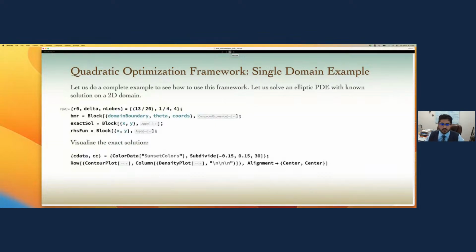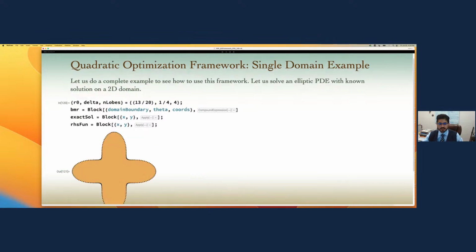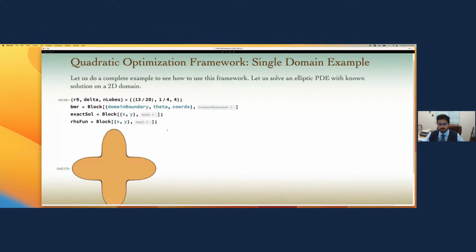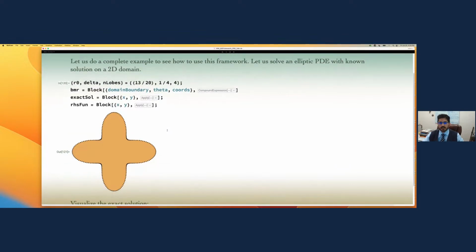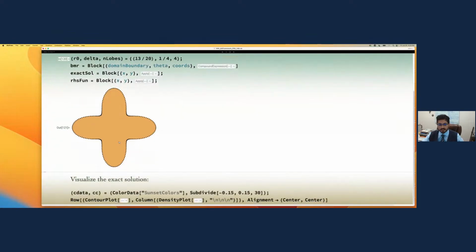I want to quickly show you one example of how this whole thing comes together. First, we're going to define the domain. The domain looks like this. Note again, I want to emphasize there's only boundary information that we are going to consider. The example we're going to use is we're going to solve an elliptic PDE on it, wherein the analytic solution is already known, so that we can compare and do some error analysis.